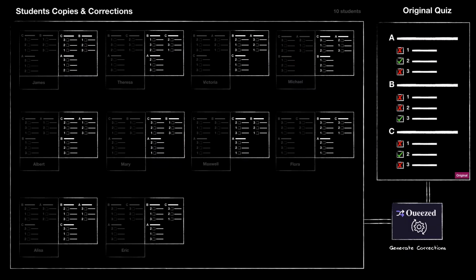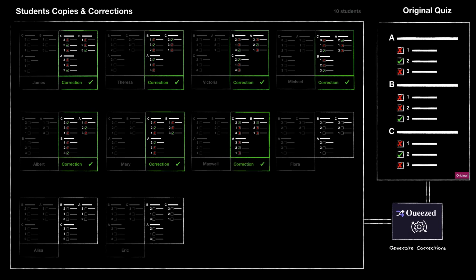To solve this problem, we provide the corrections for each copy after every document generation. And as you noticed here, the Quizzed correction system takes each student's copy individually, generates its correction page, including the right answers, which will be available for users when you decide to go through the corrections process.